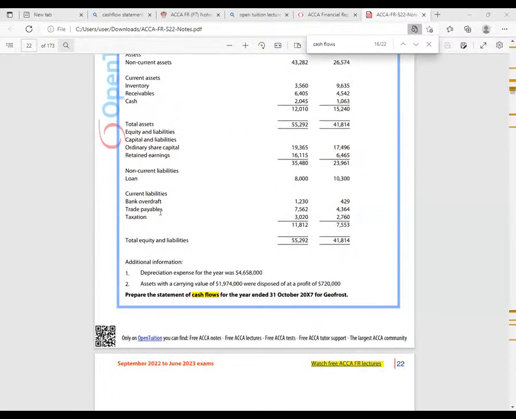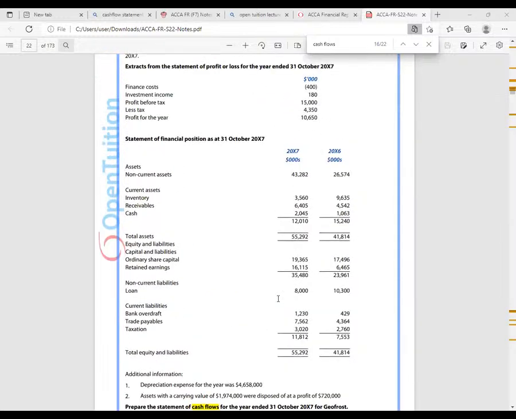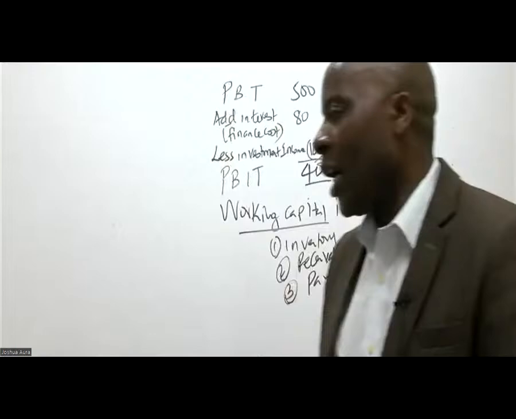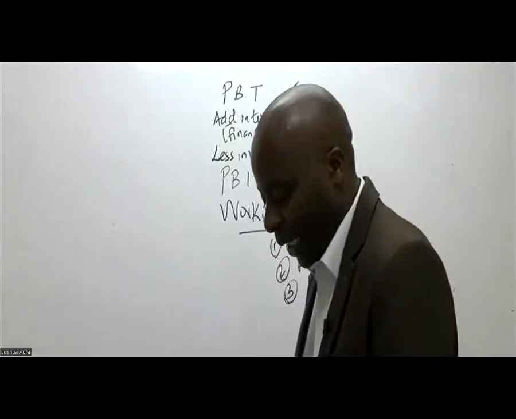All right. So they want me to prepare the statement of cash flows for the year ended 31st October 2017 for Geofrost. And I would want us, ladies and gentlemen, to start right away with the indirect method. I may not remember many things, but I always remember that when I'm writing down my operating activities, I must start with profit before tax. I may forget about everything else, but I have to start with my operating activities.